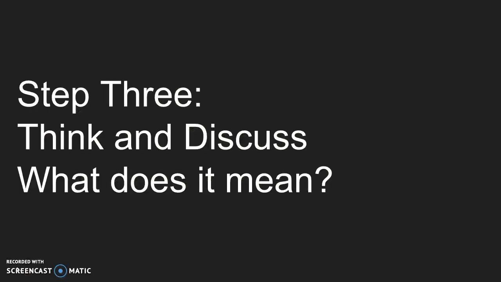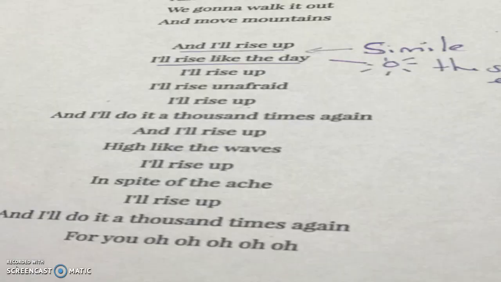Step 3. Think and discuss, what does your line mean? So this is where you can create your word web. It might also be where you take a word that you are unfamiliar with and put it in Google Translate to find out what it means in your home language. Or you may look at the thesaurus to find other words that mean the same.